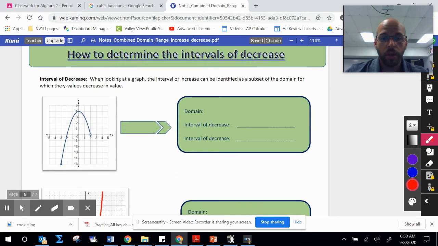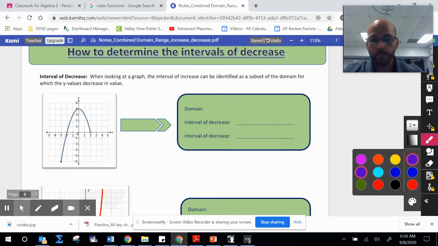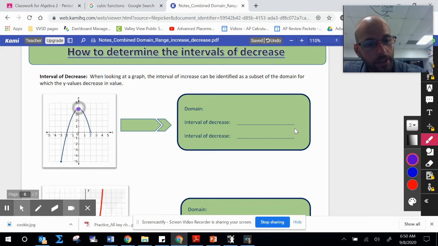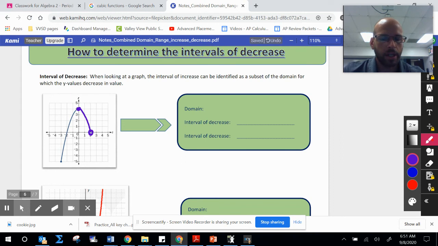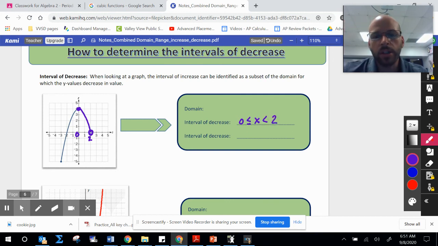So we're going to just keep going. We're going to do the same thing, but intervals of decrease here. So I want to look at when my graph goes down. So this graph might look familiar. This graph is going down on the right side. So from the x value, okay, we're always talking about x values, from 0 all the way until 2. Now you might notice that I did not put an equal to on the 2 because there's a hole there.